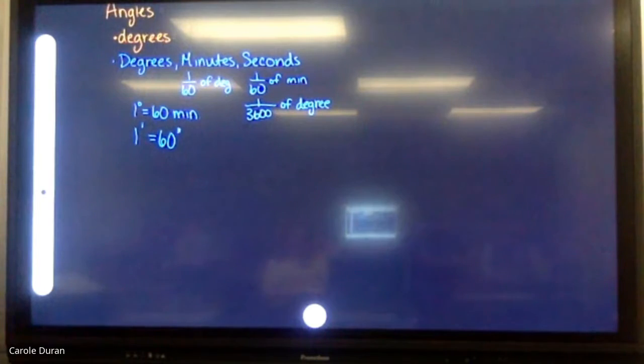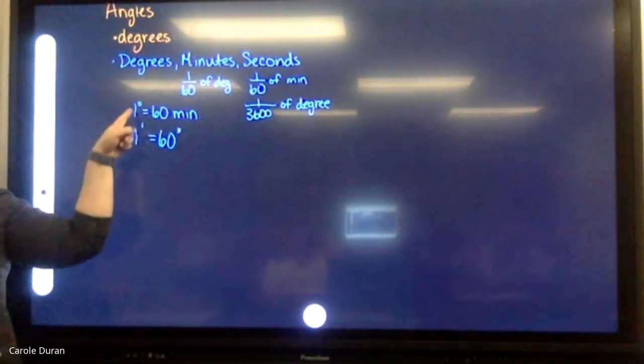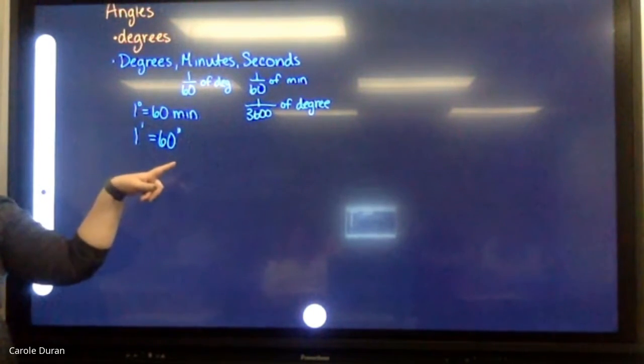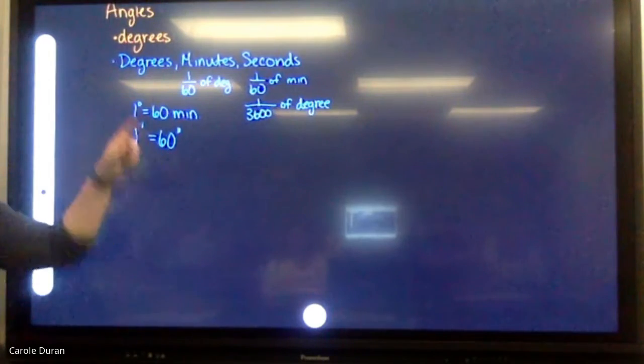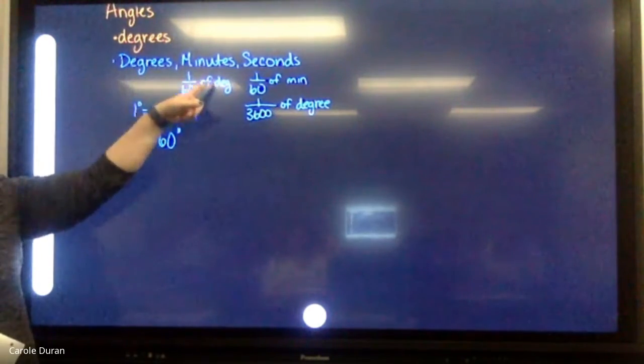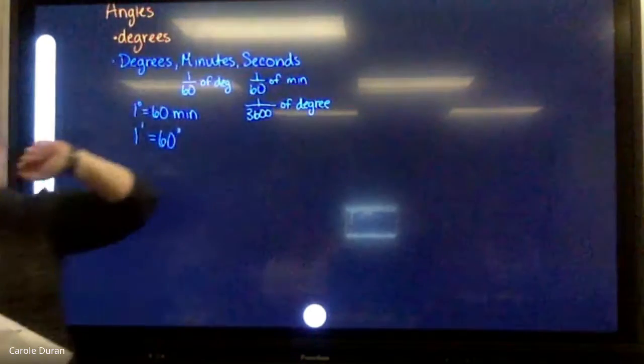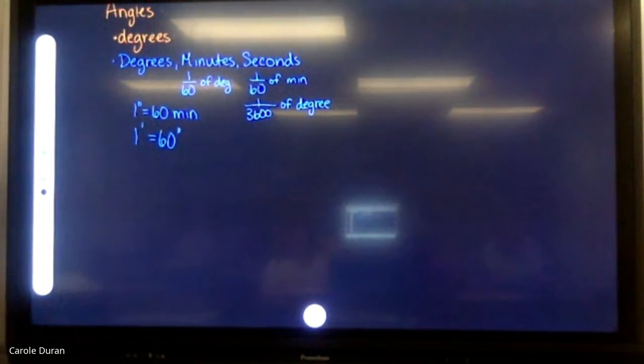So when we're talking about degrees, minutes, and seconds, 1 degree is equal to 60 minutes. 1 minute is equal to 60 seconds. Or 1/60th of a degree is equal to a minute. 1/3600th of a degree is equal to a second. I know that sounds really confusing, and it takes a second to process it, which is why we're not immediately doing the conversion. But it should make more sense when you see some actual numbers in front of you.